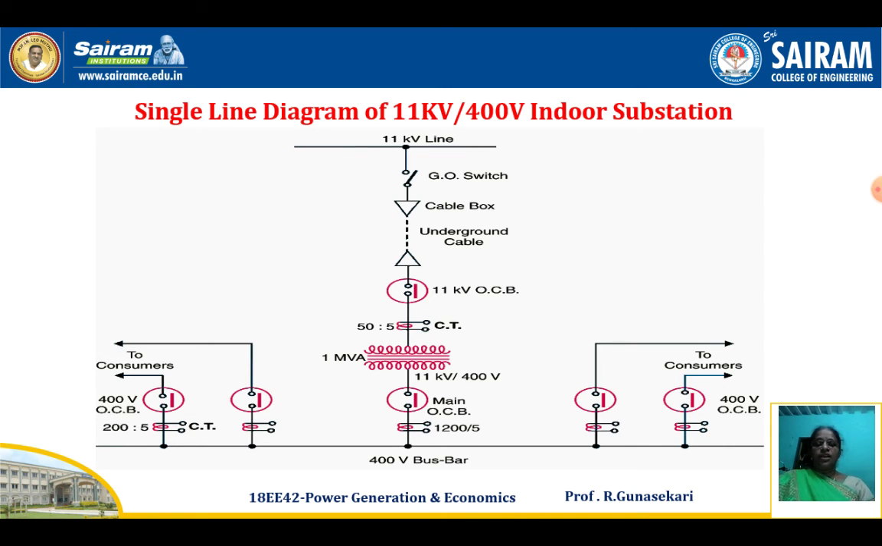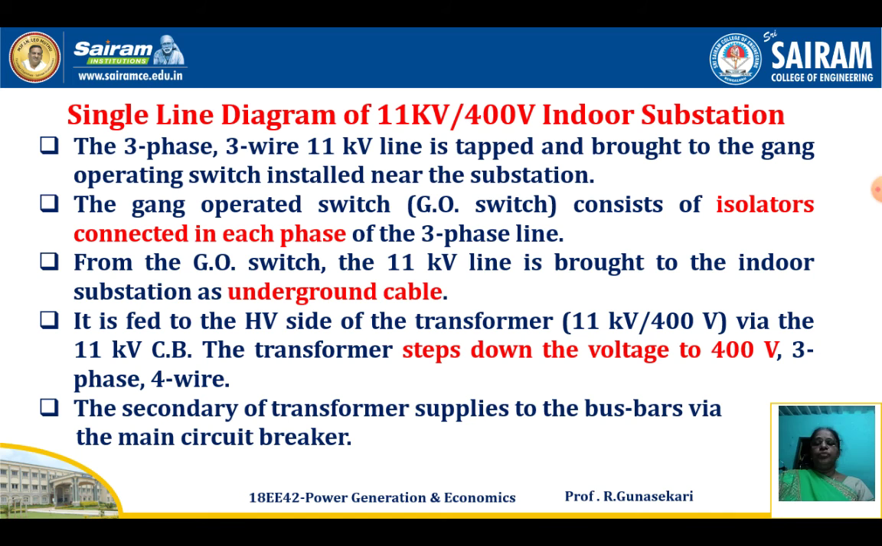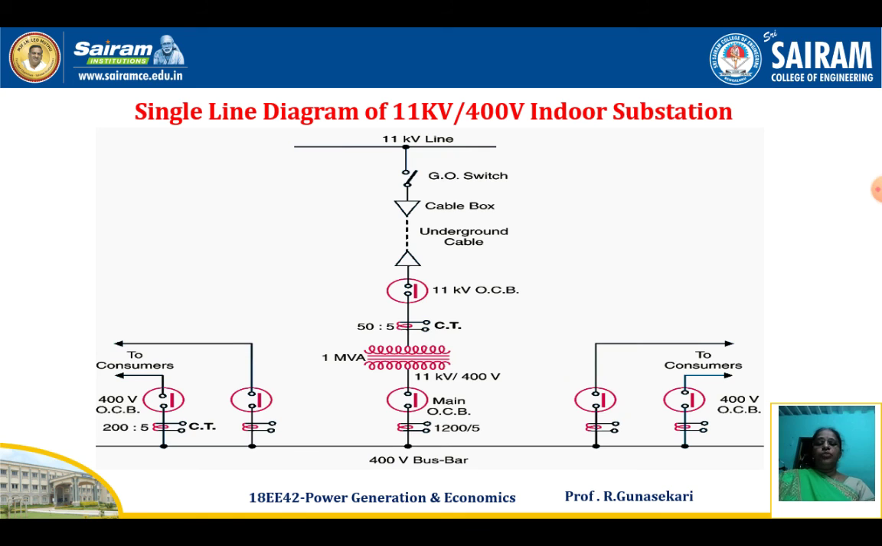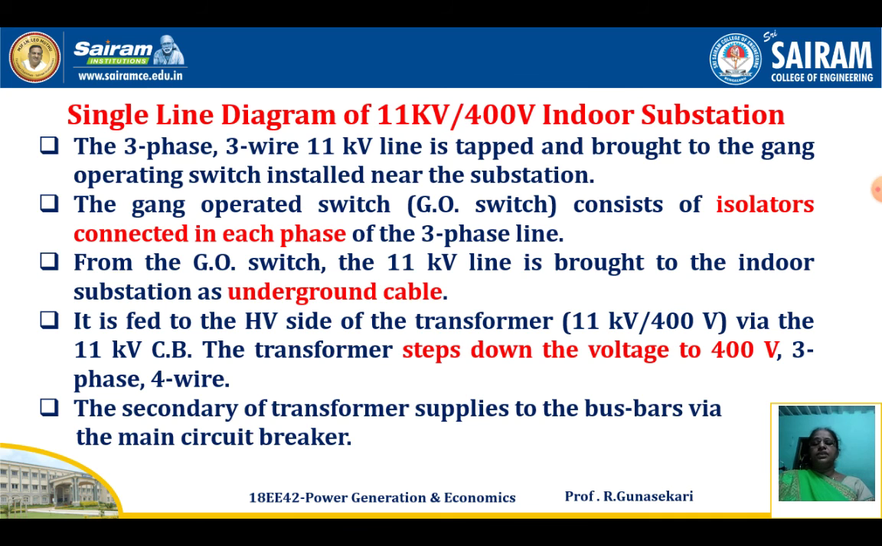So like that here, the 11 kV to 400 volt step down transformer is also used, with a 400 volt bus bar and the 11 kV line. And then here one more is the cable box, underground cable, and GO switch we can use. What is the abbreviation of GO? It means Gang Operated switch. So what is the use of the gang operated switch? It consists of isolators connected in each phase. Now you see in the circuit diagram, the isolator is connected in each phase; that is the gang operated switch, abbreviated as GO switch.